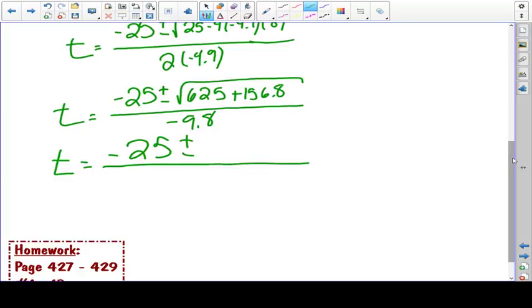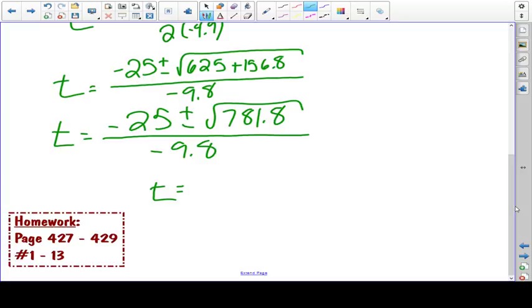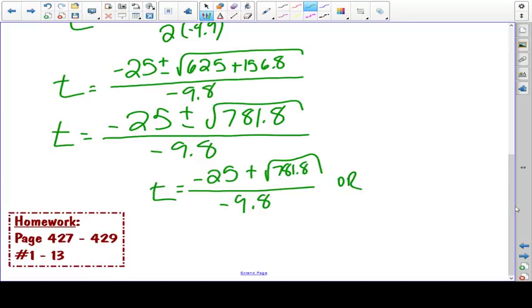Simplifying what's underneath the radical there, we're going to get the square root of 781.8, I think, all divided by negative 9.8. So again, making sure we split this up into two. So t equals negative 25 plus the square root of 781.8 all over negative 9.8, or negative 25 minus the square root of 781.8 all over negative 9.8.